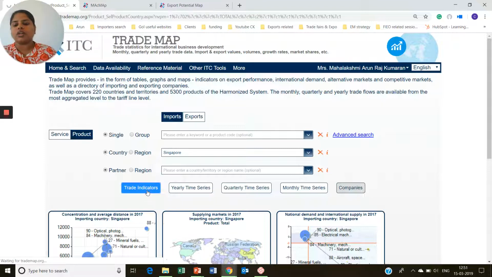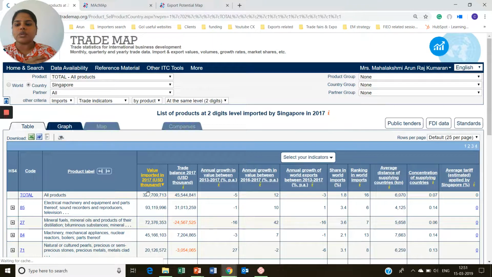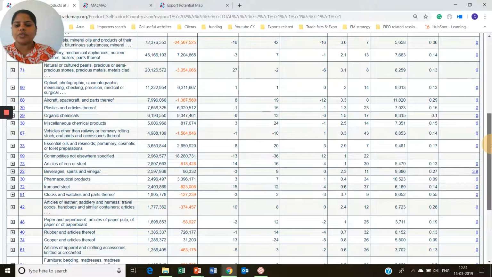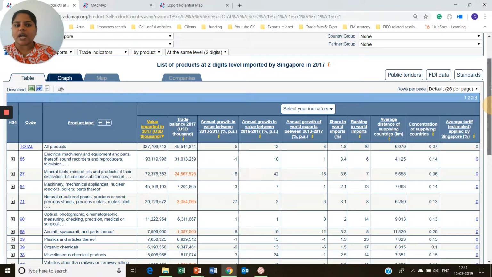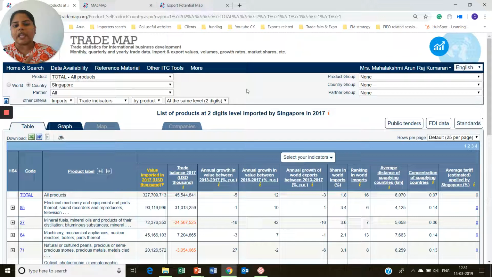If you click on trade indicators, this will come up with a list of products that are imported into Singapore. You can select which sector will be good for you, and based on that product, you then have to go to your country, like how we have done in the product based approach. You have to check whether your country is exporting that product, how the growth is doing for that product's export, and whether you will be able to procure that product. Then you have to do all those analyses.